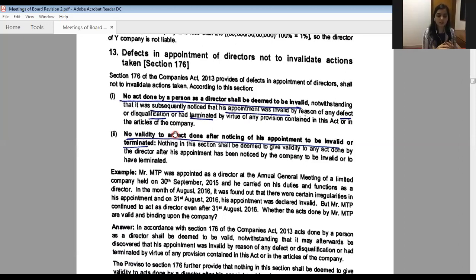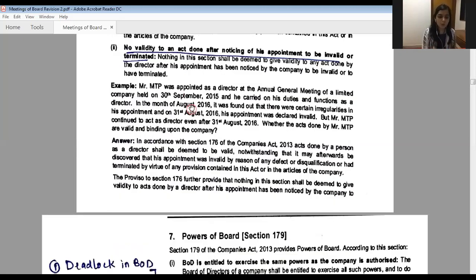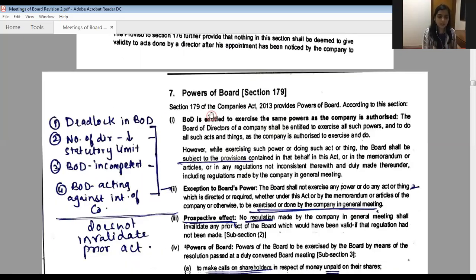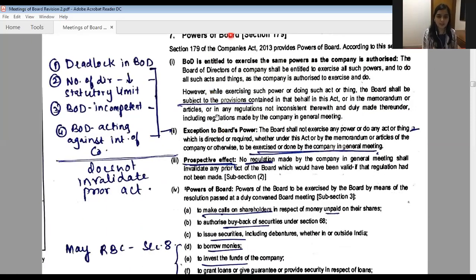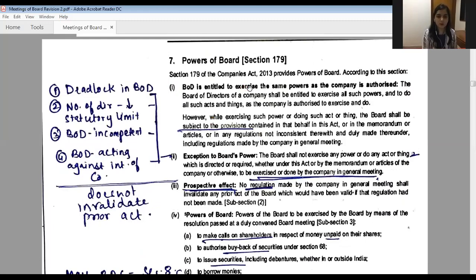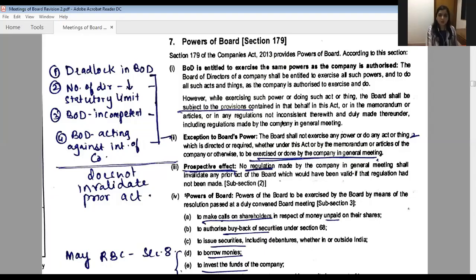That is, after the defects come to the notice of the company, the act done later shall not be valid. The next section we'll see is Section 179, that is, powers of board. Now, Section 179 states that the board of directors is entitled to exercise the same powers as the company is authorized, but subject to the provisions of the Act.